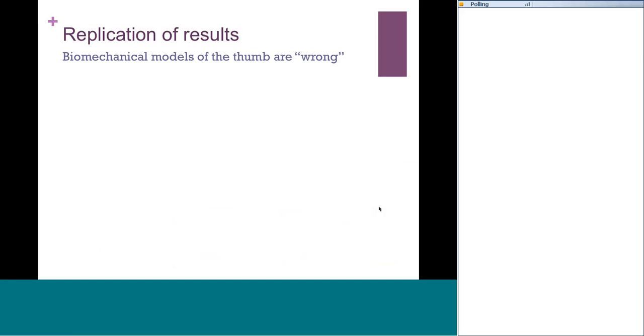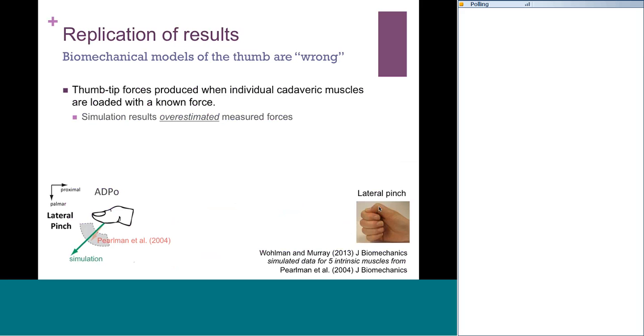One of the great things about this conclusion that biomechanical models of the thumb are wrong is that it's really replicable. So Sarah Wallman, the graduate student who worked on this project, started to do some more simulations. This time we decided to focus on the intrinsics because we're kind of a glutton for punishment over here. So again, we're trying to replicate the thumb tip forces produced when individual cadaveric muscles are loaded with a known force. But now Sarah's starting to try to add the intrinsic muscles to our model of the thumb.